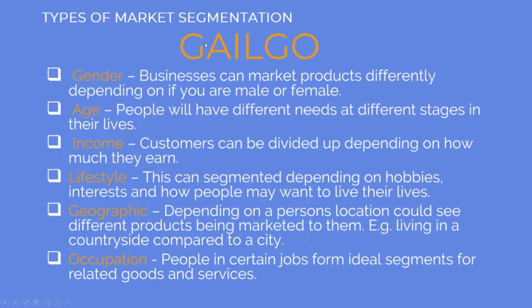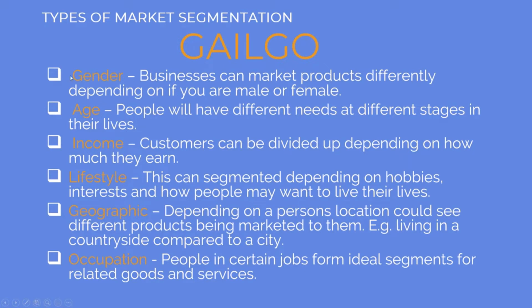So I like to use this little acronym called GALE-GO, and that is a way of trying to remember the 6 different types of market segmentation for this course. So these are all basically methods of segmenting your market down into smaller groups of people.